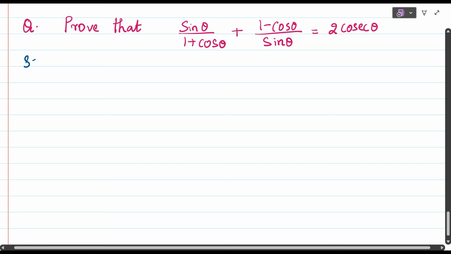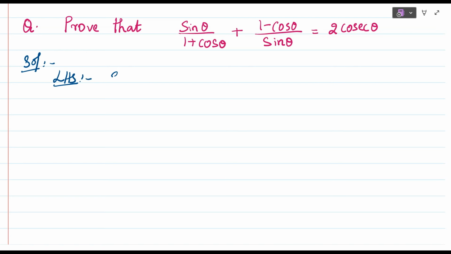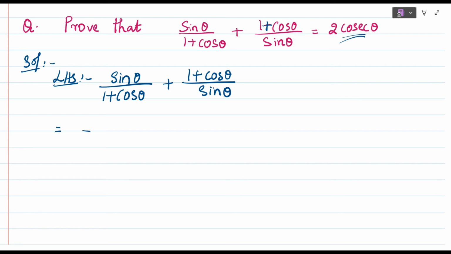Students, the next question is prove that sin theta by 1 plus cos theta plus 1 plus cos theta by sin theta. I'm going to write the LHS first. This one we have to prove as 2 cosecant theta. Understood? So I'm going to take LHS and prove it equals RHS. Here what I'm going to do is take the LCM first. So LCM means how much? 1 plus cos theta into sin theta.